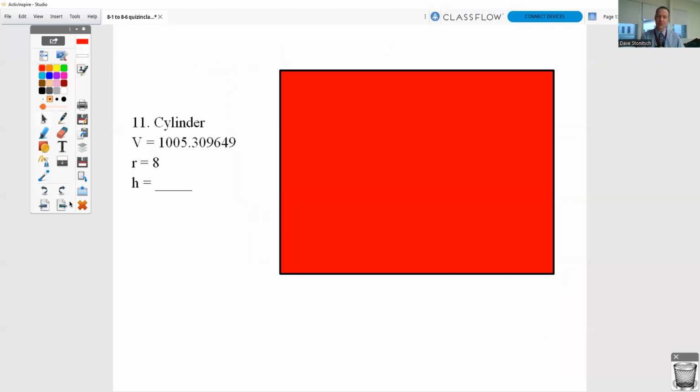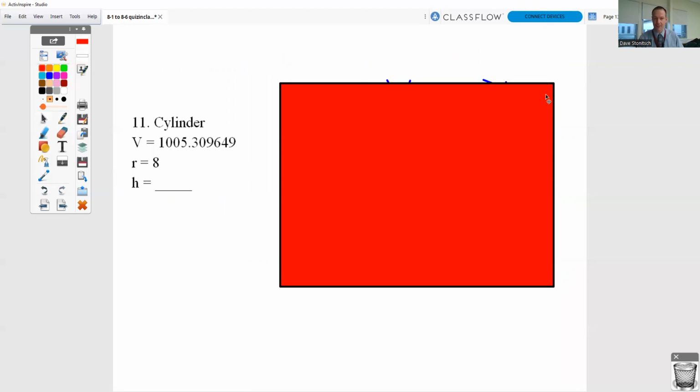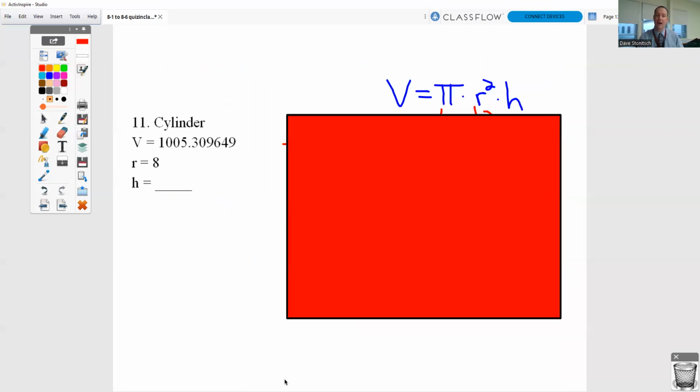I think questions 11, 12, and 13 on your quiz are the hardest for most people. You're being given the volume and you're being given the radius. You need to find the height. So we're working backwards, all right? This comes from section 8-5.